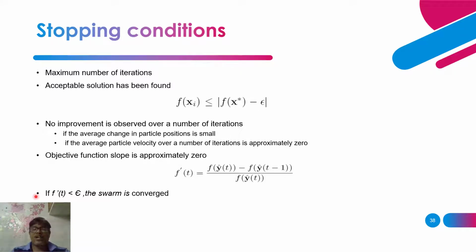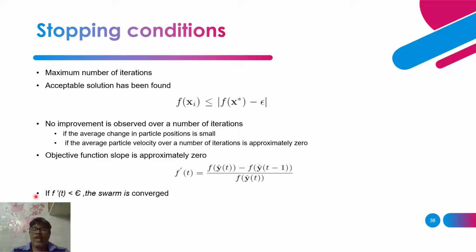So f dash of t is equal to f of y cap of t minus f of y cap of t minus 1, divided by f of y cap of t. So in this, the slope will be approximately 0. If f dash of t is less than epsilon, then the swarm will converge.